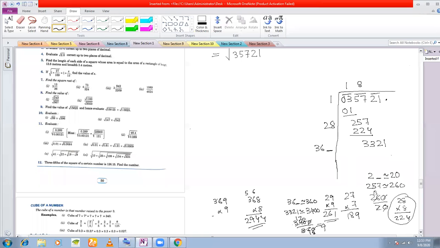369 into 9. 9 into 9, 81. 6 9, 54, 62. 9 3, 27. So we are getting exactly 3321. So we will keep 9 here. 9, 9. 3321. And you get a remainder 0.